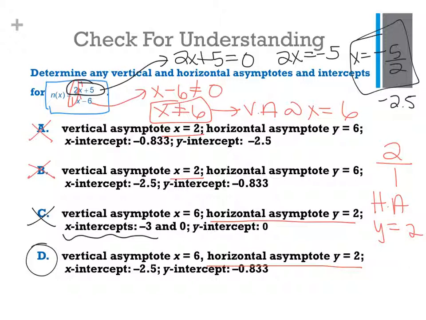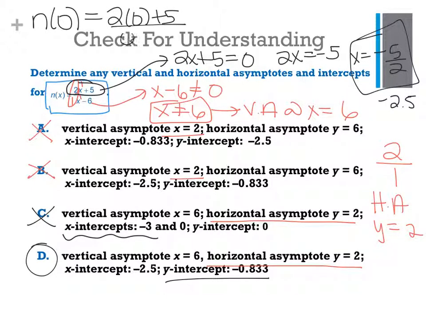So right now we do know that our answer is D, but to find our y-intercept, which I have not done yet, I find the y-intercept by substituting 0 for x. So I get 2 times 0 plus 5 divided by 0 minus 6, which ends up giving me 5 on top and negative 6 on bottom. And if you divide 5 by negative 6, that is approximately negative 0.833. So that gives us D as our correct response.